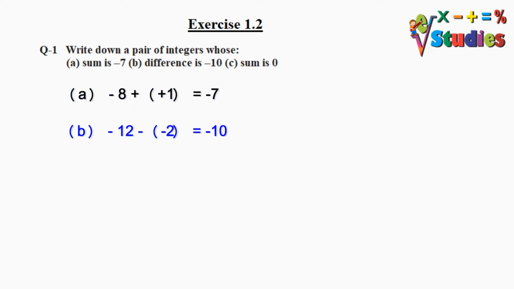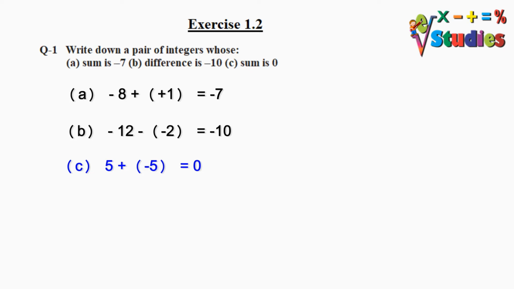When we look at the second one, it says the difference is -10. So we have to remember that we put the minus sign between the two integers, and I need to get the answer as negative. So I choose -12 minus -2. When the bracket is opened, the -2 becomes +2 because outside it is a minus sign. So -12 plus 2 gives me -10.